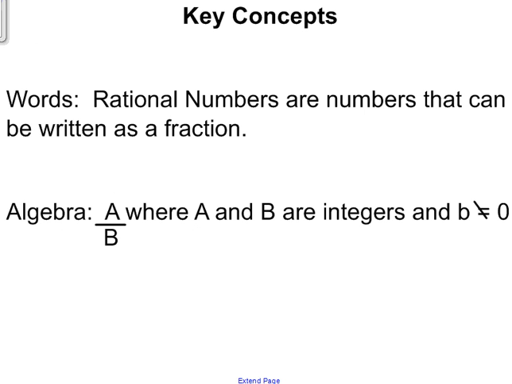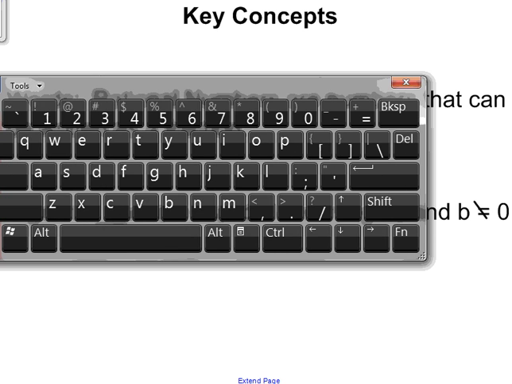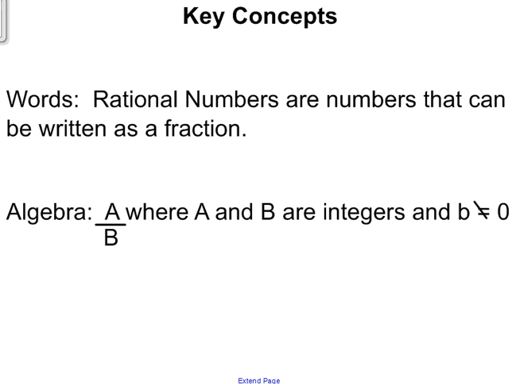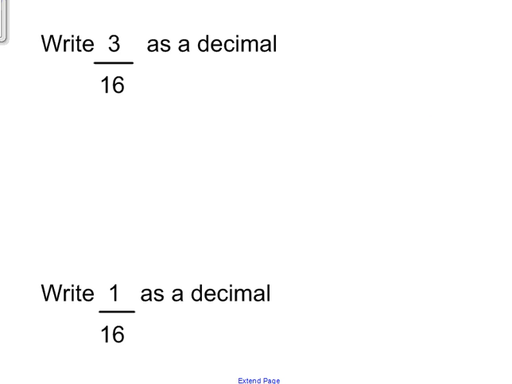Here's a key concept. This is one that you really need to learn. Rational numbers are numbers that can be written as a fraction. In algebra, we say that by saying a divided by b, where a and b are integers, and b is not equal to 0. Okay? So here's some examples. We write 3/16. In fractional form, it's a rational number. We write 3/16 as a decimal.